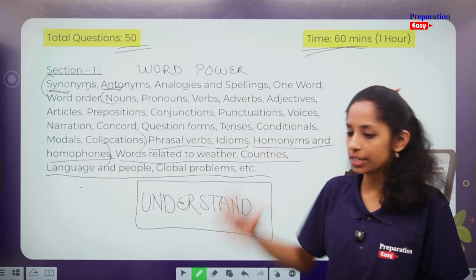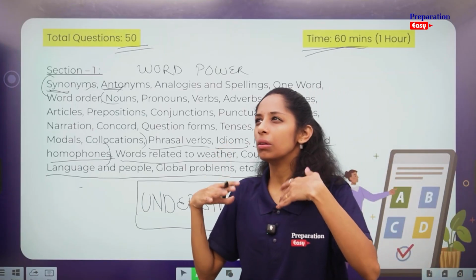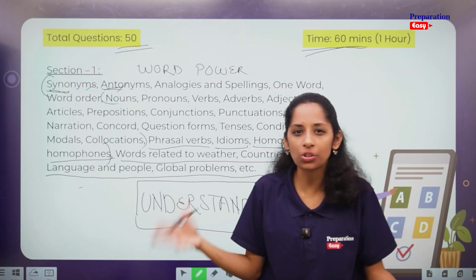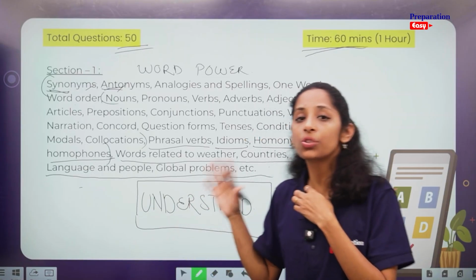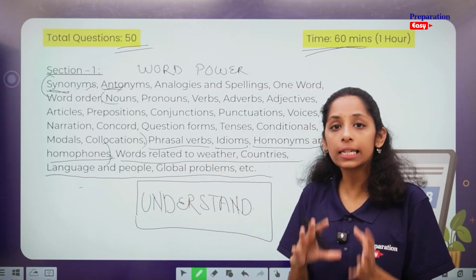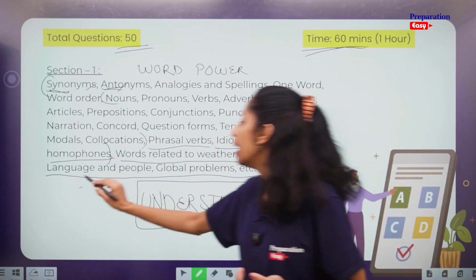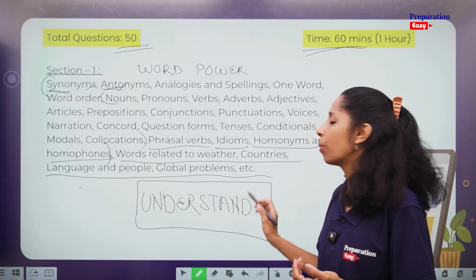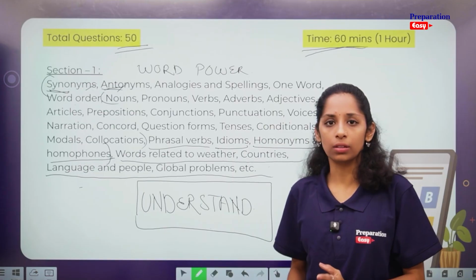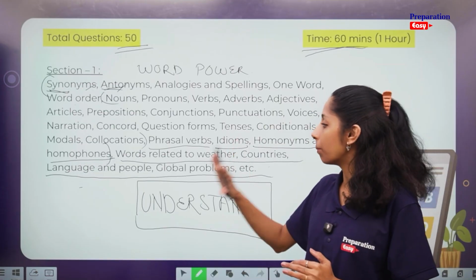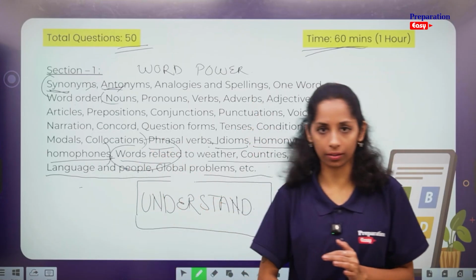So what are we going to read? We are not going to read any book or any story which is not related to our syllabus. We are going to read a few topics, any article or essay related to weather, countries, languages and people, global problems. These are the topics we need to remember. The syllabus is very simple, but what makes it tricky is the words that you are going to prepare.